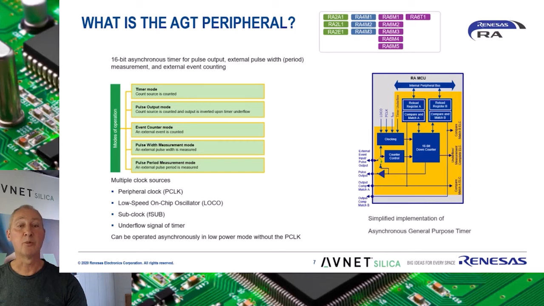pulse width and period of an external signal, and count external events. The AGT can be operated in 5 different modes: timer, pulse output, event counter, pulse width measurement, and pulse period measurement, each of which provides flexibility and capability to perform a variety of counting functions. The AGT can be operated using a number of different clock sources, such as a peripheral clock, a low-speed on-chip oscillator, an external trigger, and AGT1 can be triggered by the underflow signal of AGT0.